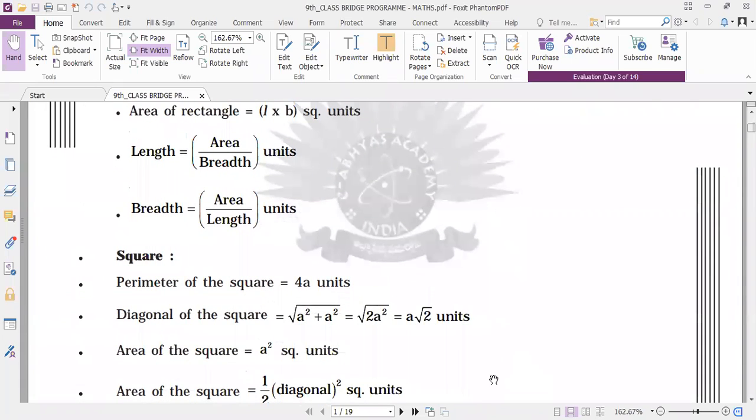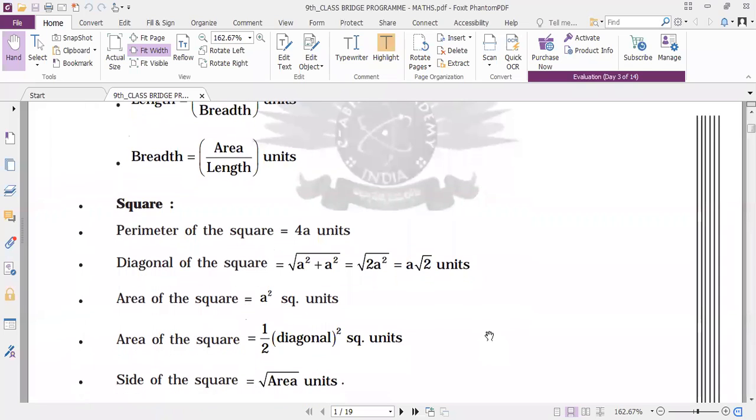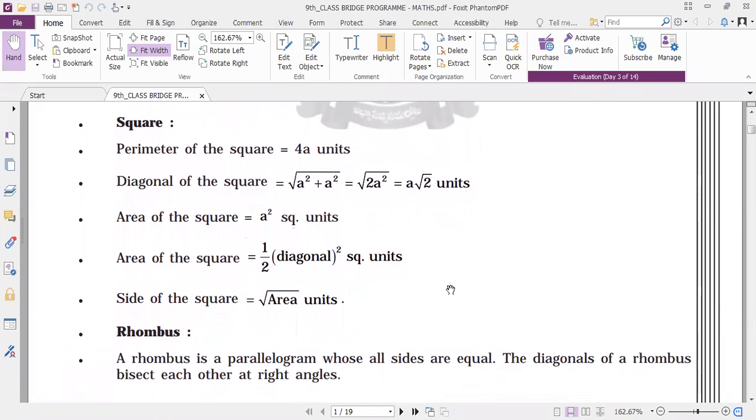Next, the square. Perimeter of the square equal to 4a, if the side is a units. If the side is taken as s, it is 4s. Diagonal of a square is under root of a square plus a square, under root of 2a square, that is root 2 a units or a root 2 units. Area of the square is side into side, that is side square, a square units.